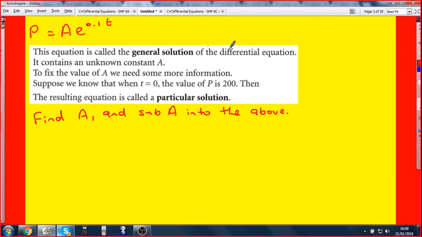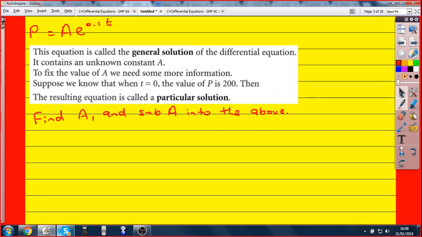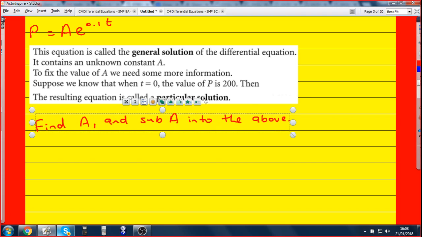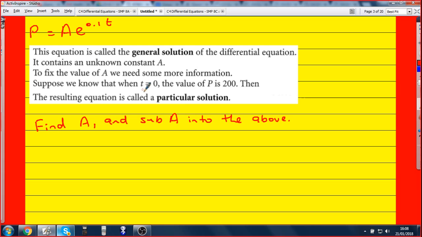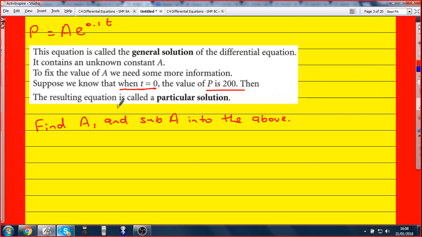Yes, so the equation we got is the general solution, and now we're going to find the particular solution, which is when you actually find what number A is. So this is like in integration when you find what c is. That's the particular solution. Any idea how we can use this information? When t equals 0, p is 200, and we have to say what A is.